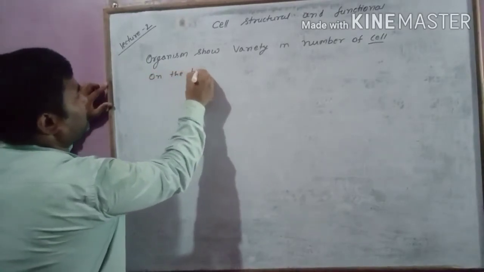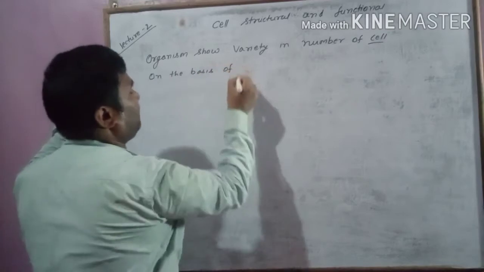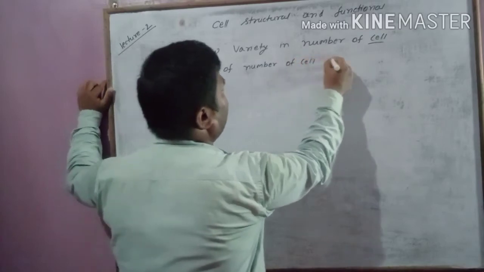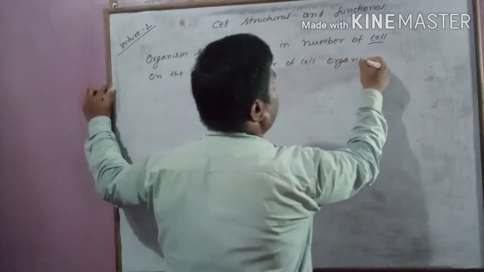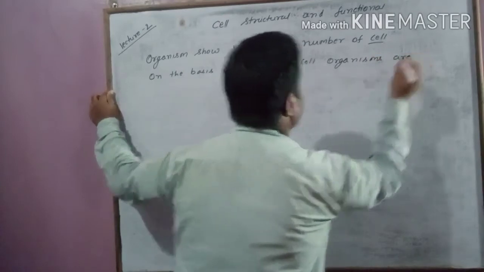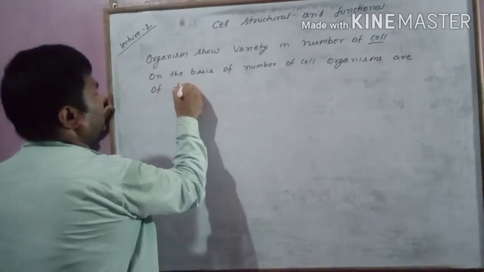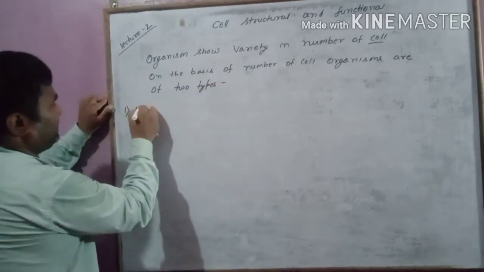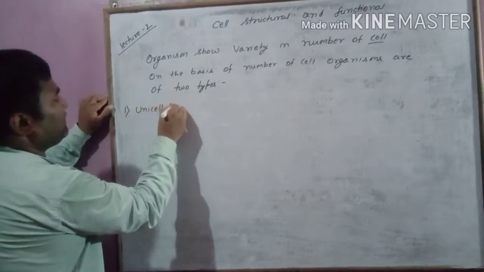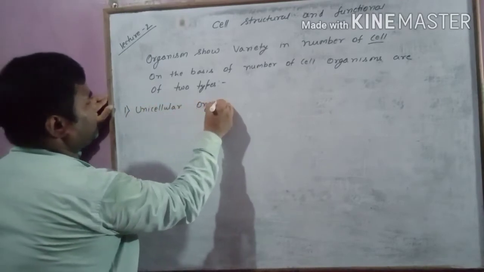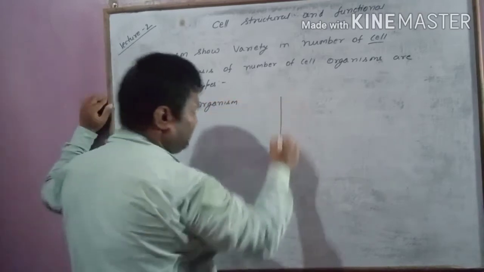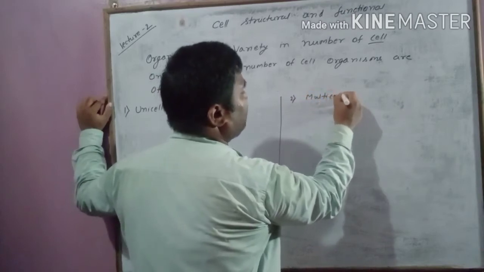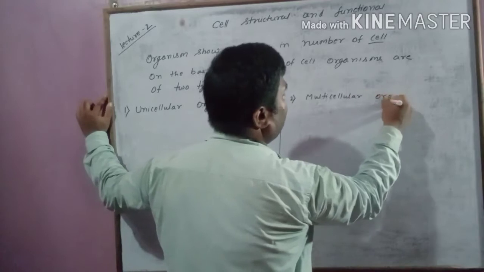On the basis of the number of cells, organisms are of two types. First, unicellular organism, and second, multicellular organism.